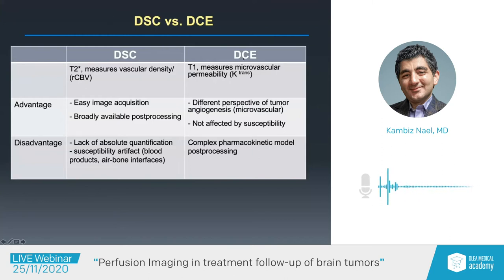DCE, on the other hand, dynamic contrast enhanced, is a T1 rated technique. One of the parameters that is measured by this technique is Ktrans, which is basically a measure of vascular permeability. Advantages of DCE include that it's not prone to susceptibility artifact as it is a T1-rated technique. And it provides a different perspective of tumor angiogenesis by looking at the microvasculature. The disadvantages used to be complex post-processing as it requires a pharmacokinetic model. But as some of you know, if you're using Olea, you know that this is provided by Olea within their platform. And again, I'll show you some examples throughout this talk.